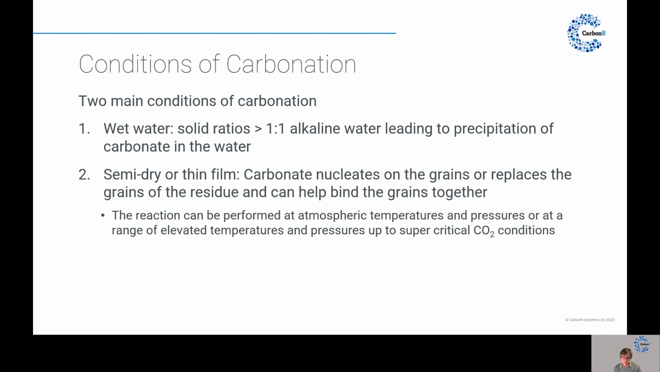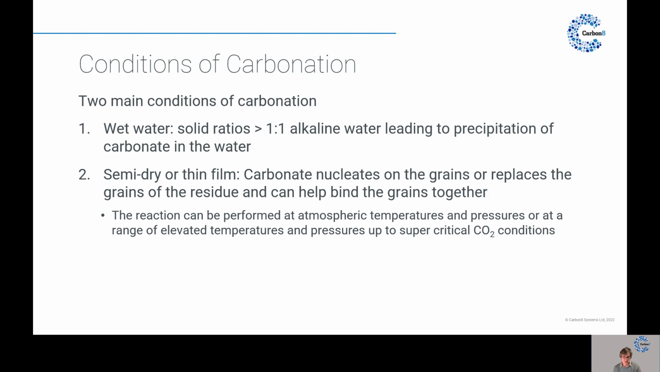So the calcium carbonate or magnesium carbonates form relatively pure compounds away from the solids where the calcium and magnesium ions started. And then there's the technique that Carbonate Systems uses, which is called semi-dry or thin film carbonation, where the water-solid ratio is less than 1:1, and the carbonate actually nucleates on the grains of the residue or replaces the grains, and the formation of carbonate actually binds the original or the modified grains together.